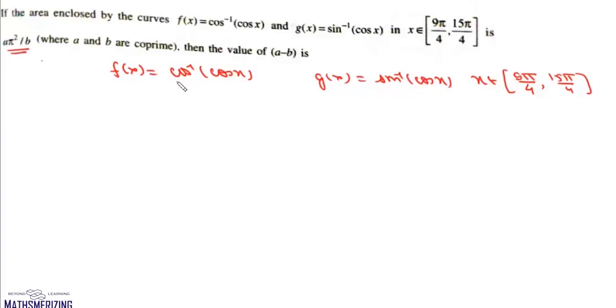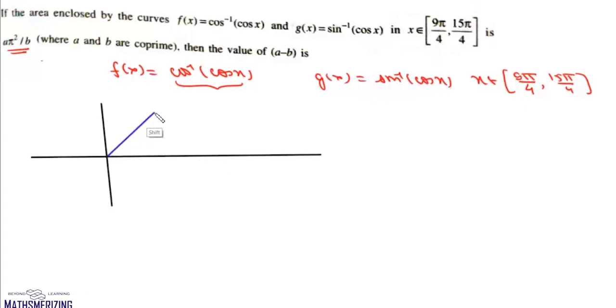Now this function cos inverse of cos x is a standard function, and we know how to draw the graph of cos inverse of cos x. So we'll draw this graph. So this is 0, pi, 2 pi, 3 pi and 4 pi, and here this value is pi. Now this function cos inverse of cos x is a periodic function with fundamental period 2 pi.